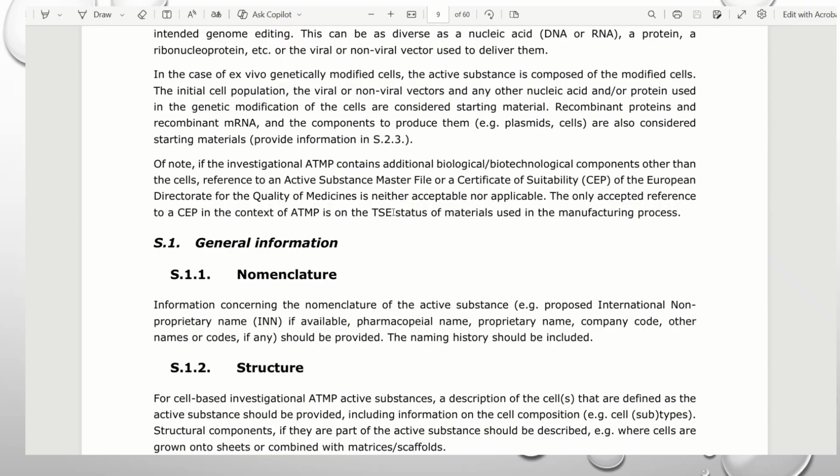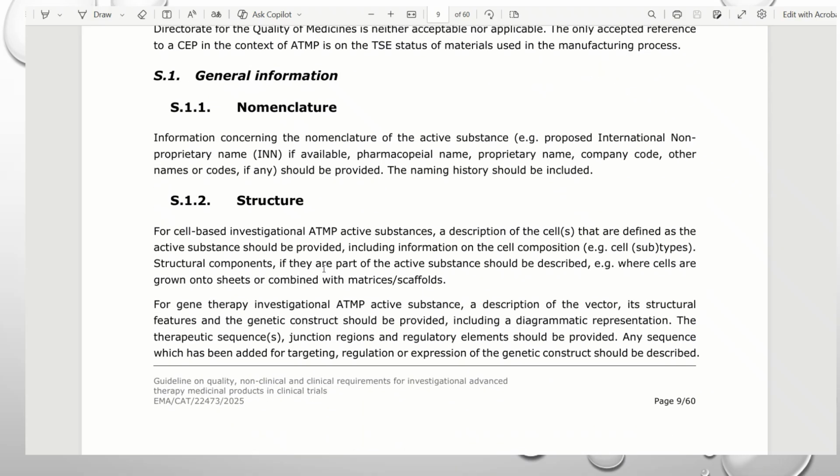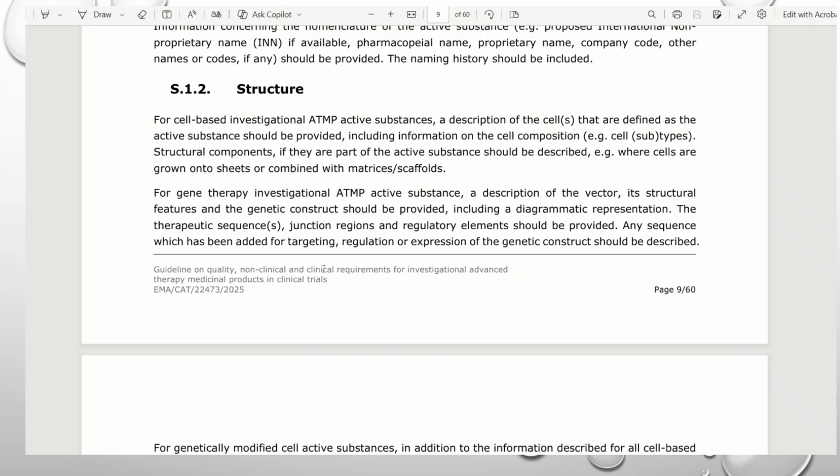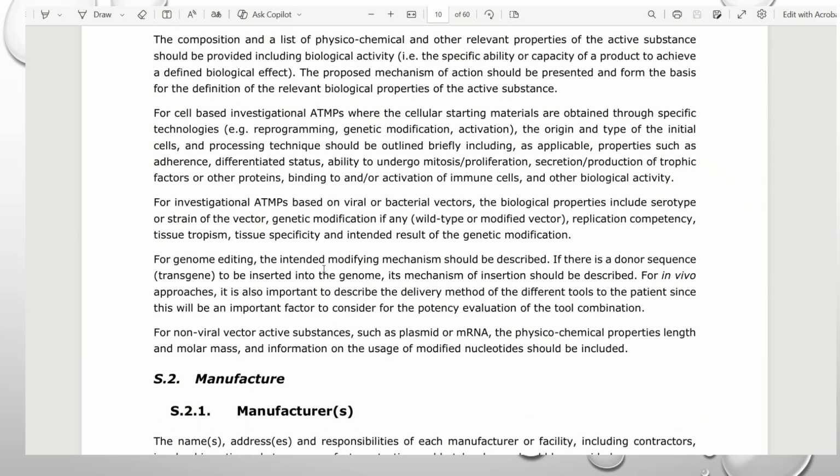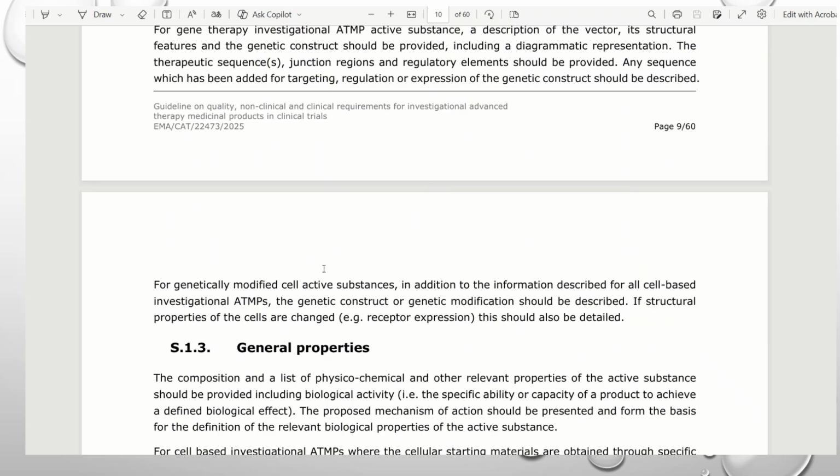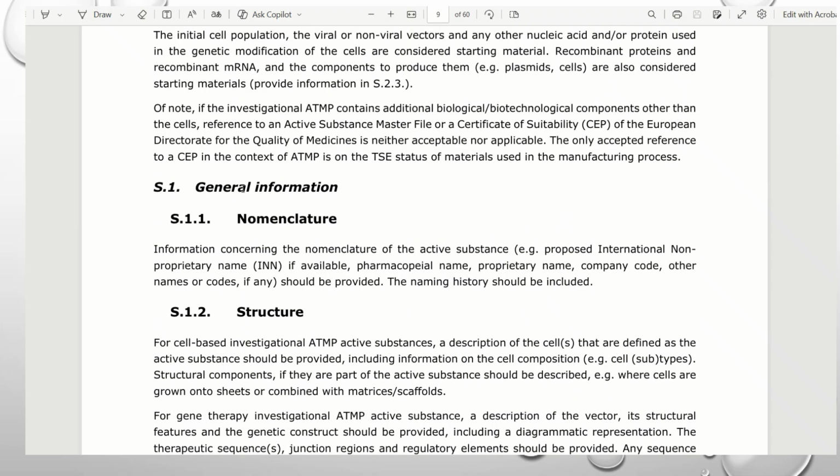And the only time that you can use that is for TSC certificates. So TSC CEPs you can use them for. So these are the information that should be provided. I'll go through that in another presentation. So this is the general information.